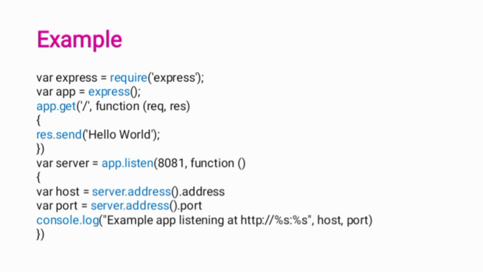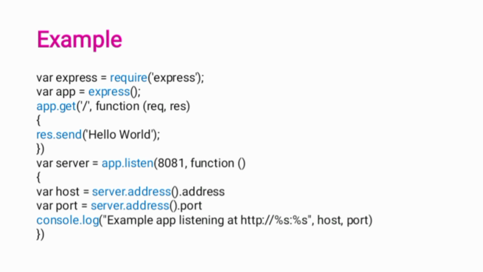In the first line, where express equal to require express is given. This line imports the express module, making its functionality available in the current script. In the second line, where app equal to express method is given. This line creates an instance of the express application. This app object is where you can configure routes and middlewares for your server.